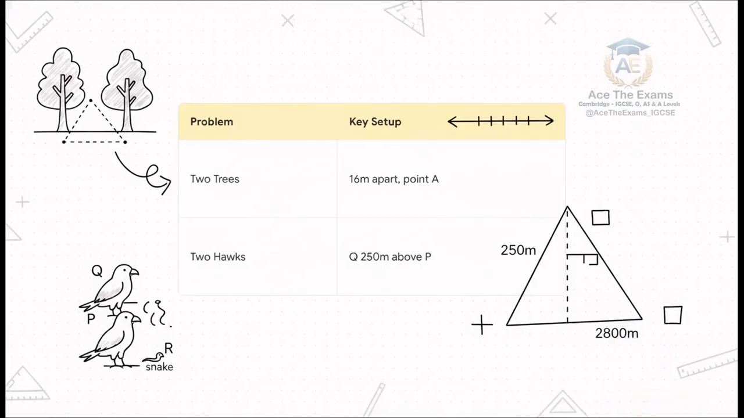In column 1, we have the 2 trees problem. We're told 2 trees stand 16 meters apart. The tops of these trees make an angle of theta degrees at a single point A on the ground between them. One tree is 5 meters tall, the other is 7.5 meters tall.